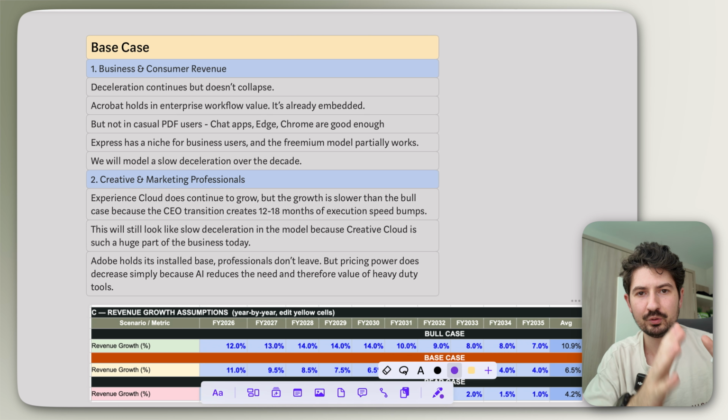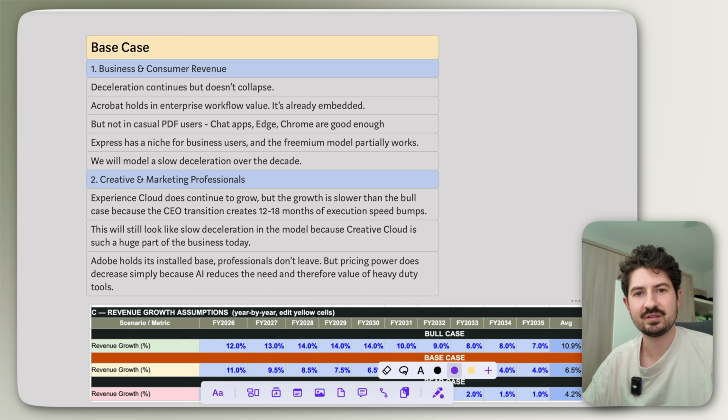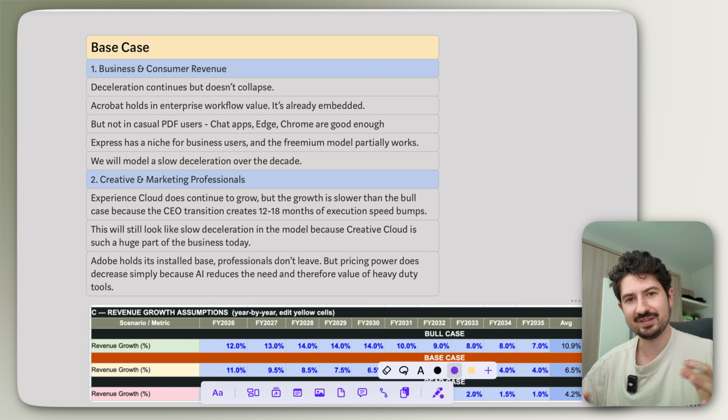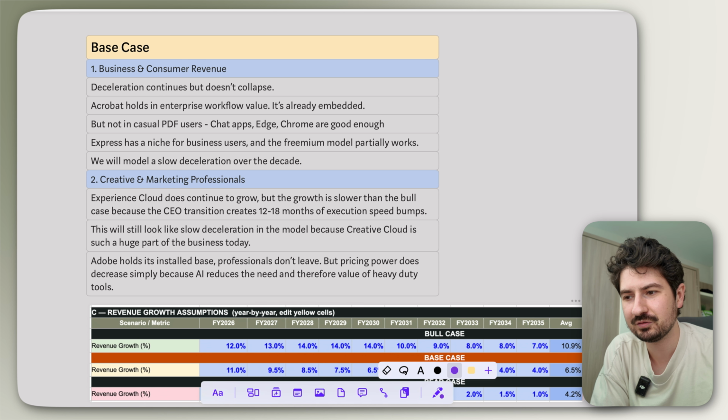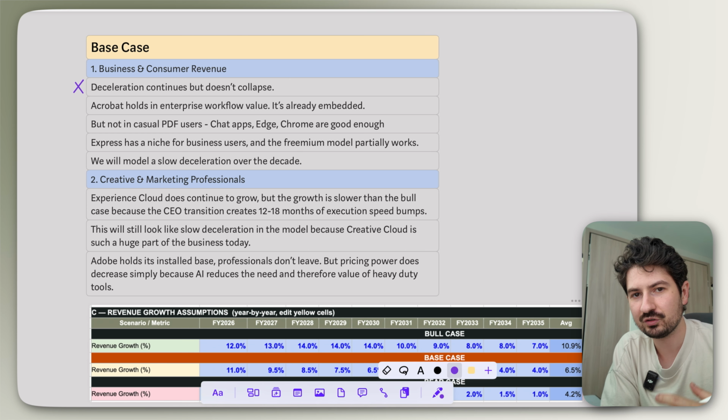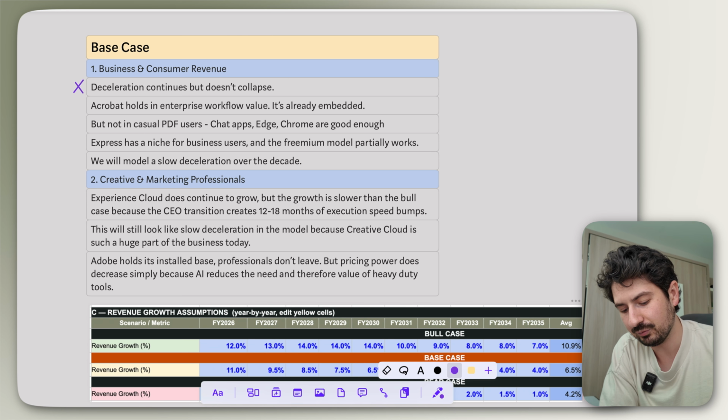Okay, so we've looked at the bull case and we've looked at the bear case, and our base case has to be somewhere in between, but probably not exactly in the middle. And again, this is just me really speculating on what I think might happen, but my feeling based off being a user of their apps is that their business and consumer revenue continues to decelerate basically at the pace that it is now. I don't think it's a total collapse, but I definitely think it will slow down.